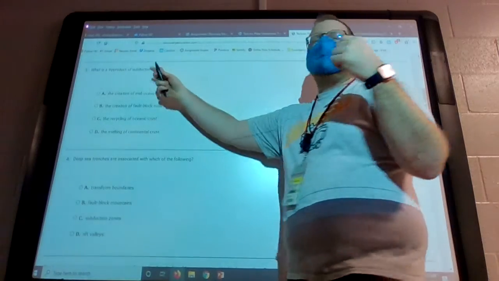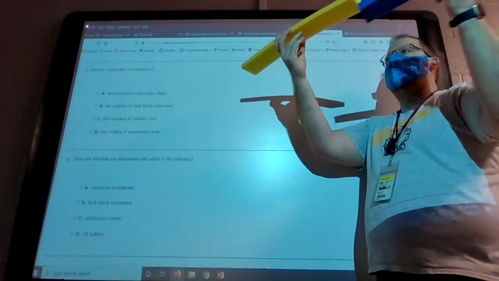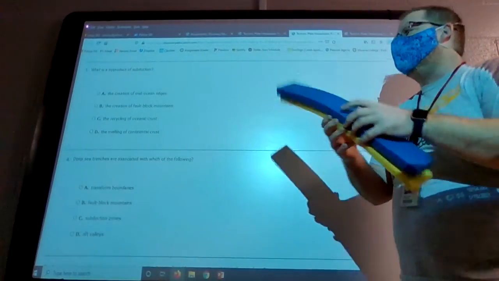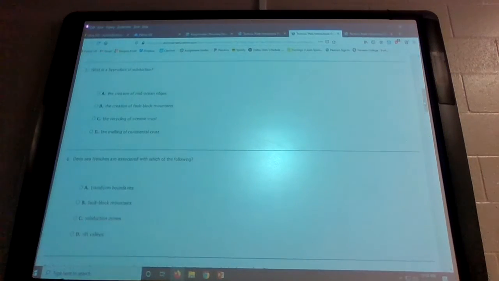What is a byproduct of subduction? I talked about subduction, and subduction is where you have one plate being pushed underneath another. So when this oceanic plate gets pushed down beneath the continental plate, what kind of stuff is happening there? All of this is going to be in the reading. They went over this pretty thoroughly through the reading.